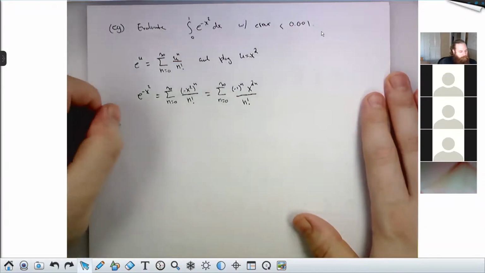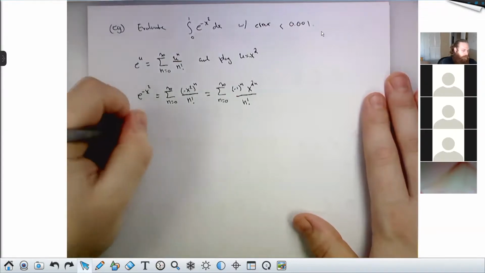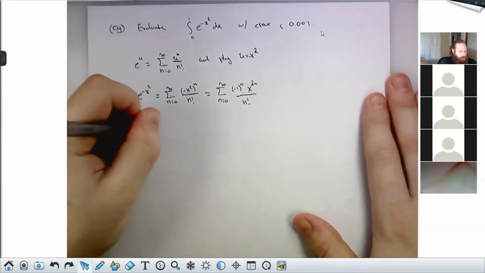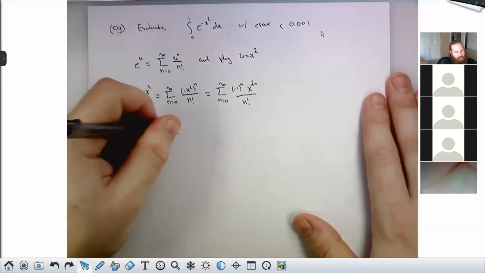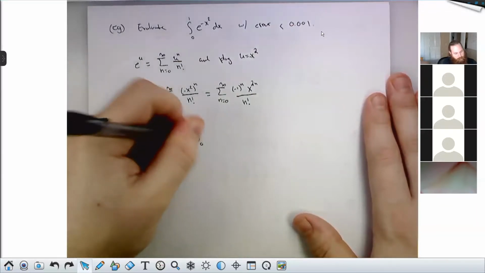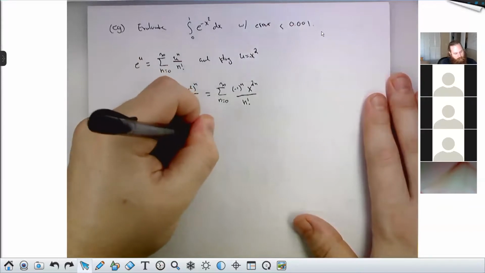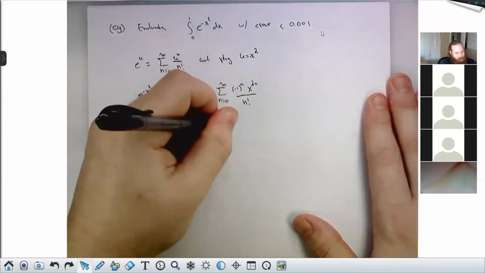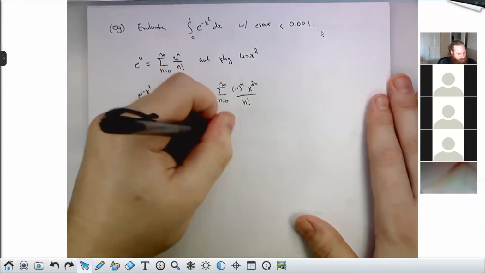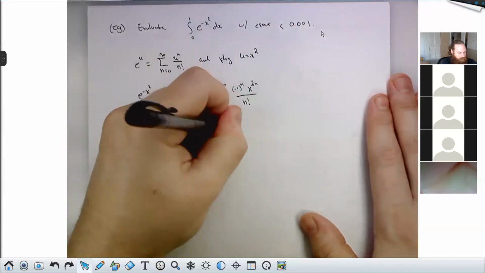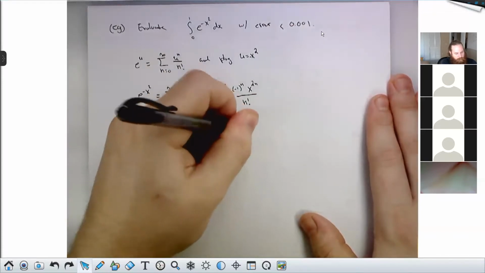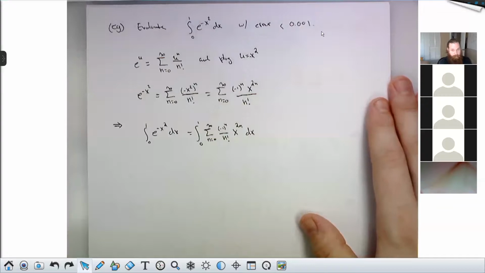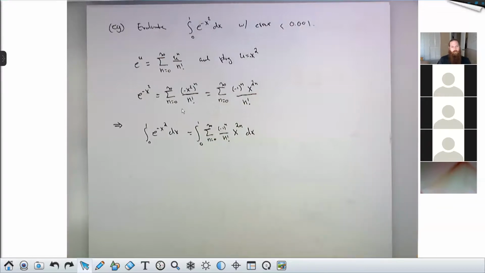Which means the integral from 0 to 1 of e to the negative x squared dx is the integral from 0 to 1 of sigma n from 0 to infinity negative 1 to the n over n factorial times x to the 2n dx. Now this is a definite integral rather than an indefinite integral, so I won't need a plus c, but I will need to evaluate between bounds.